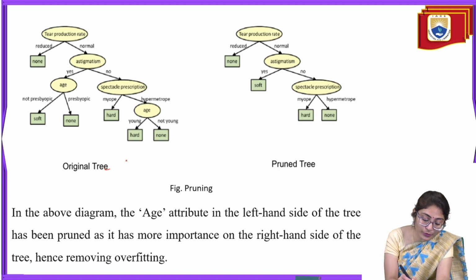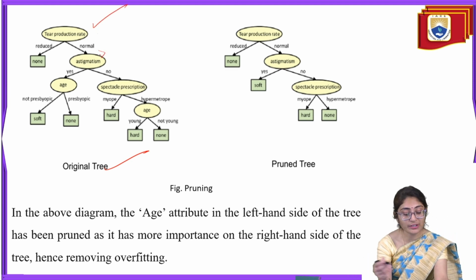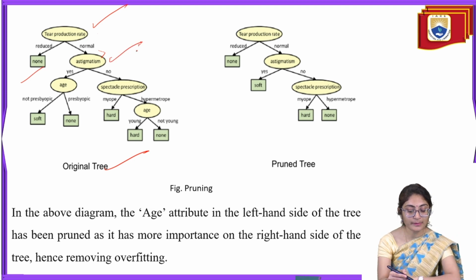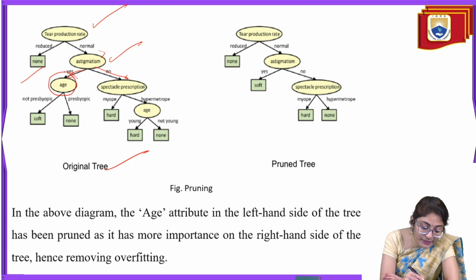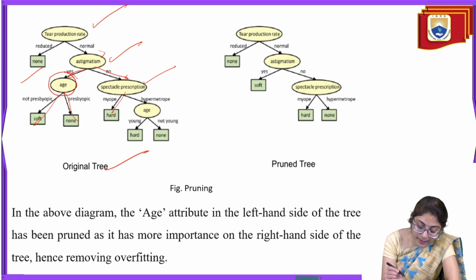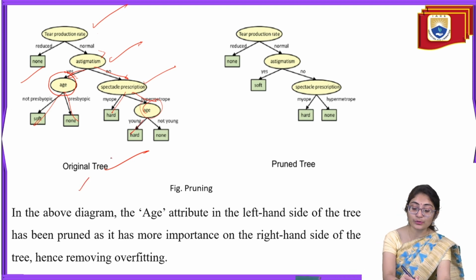Now, this is your original tree. In the original tree, you can see tear production rate, then reduced and normal. Again, there are two branches, then none and astigmatism. Astigmatism again has two branches, yes and no. If it's a yes, then there is age, again there is soft and none. Again spectacle prescription, then again there are two branches. Again there is one branch, age, then again young, not young. Like this is your original tree.